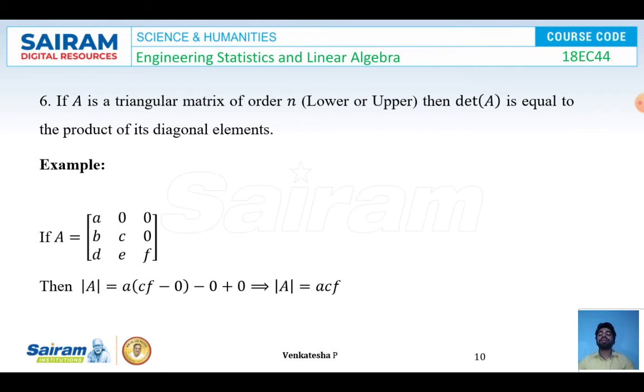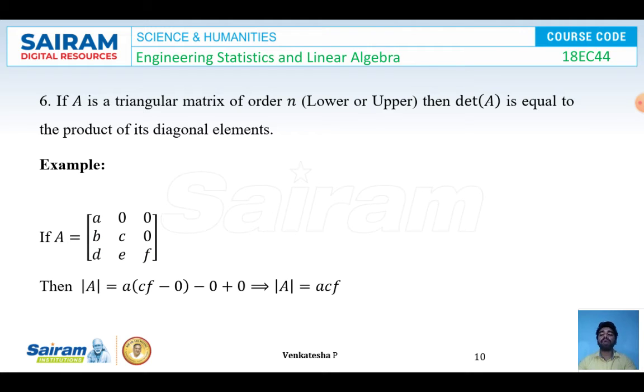Property number 6: if A is a triangular matrix of order n, either a lower triangular or an upper triangular matrix, then the determinant of the matrix A is equal to the product of its diagonal elements. So I'm taking an example of a triangular matrix. In this case, I'm taking a lower triangular matrix: A is equal to [a 0 0; b c 0; d e f], which is a lower triangular matrix.